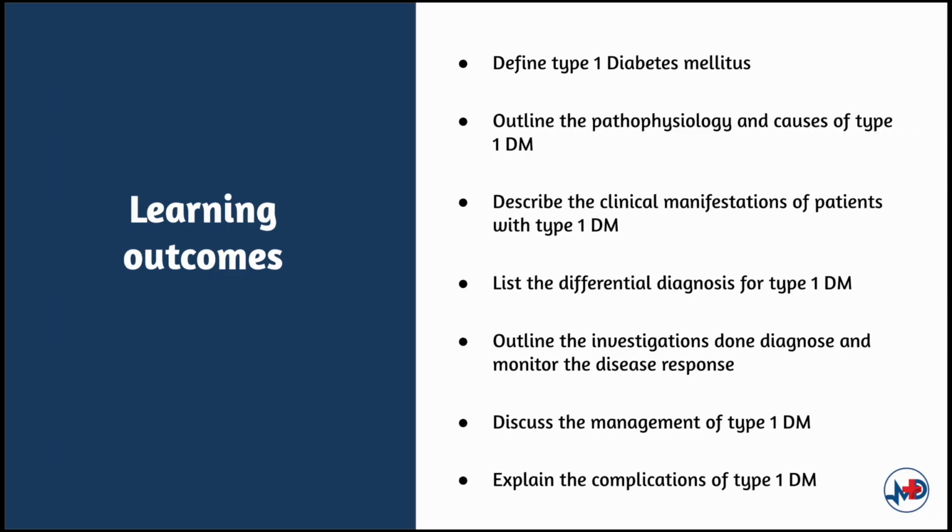At the end of this topic, you should be able to define Type 1 Diabetes Mellitus, outline the pathophysiology and causes of Type 1 Diabetes Mellitus, describe the clinical manifestations and list the differential diagnoses for this condition, outline the investigations done to diagnose and monitor the disease response to treatment, as well as discuss the management of type 1 DM and explain the complications of this type of diabetes. Let's get started.